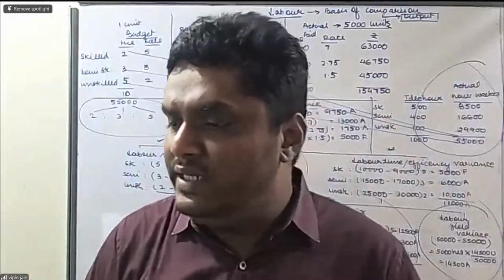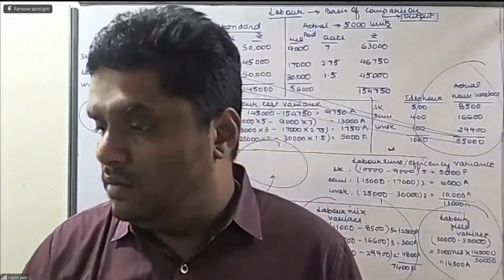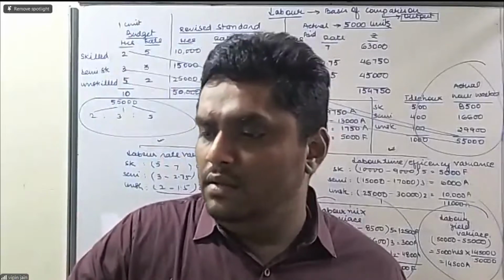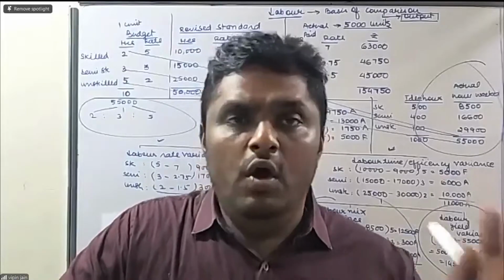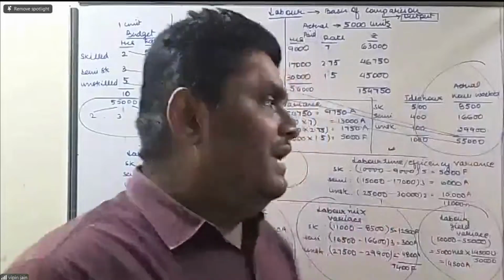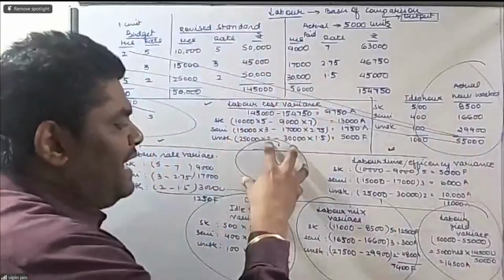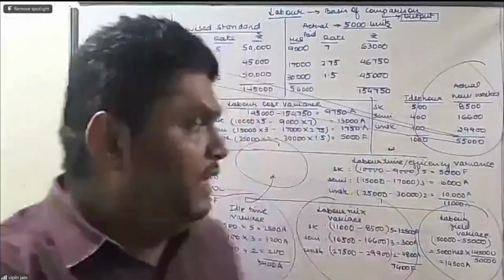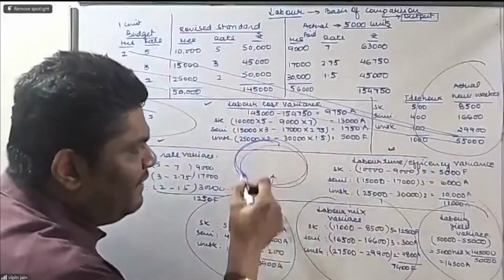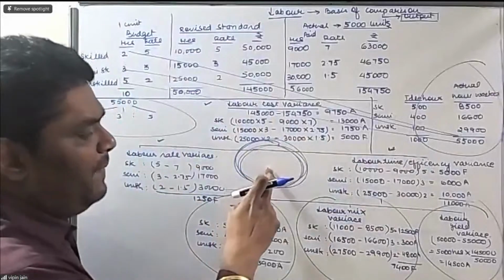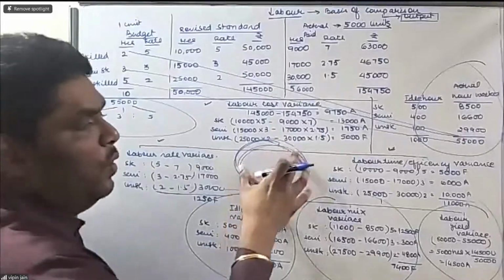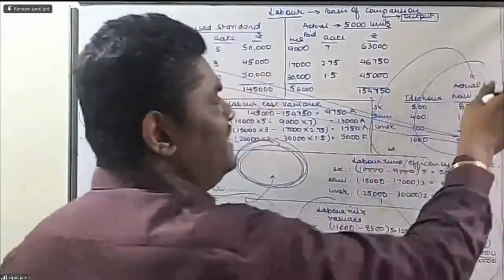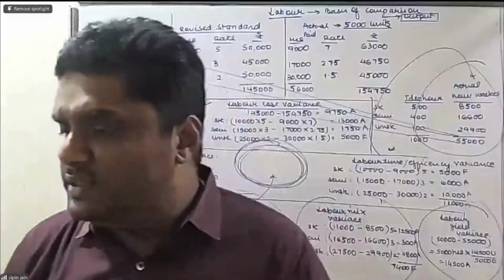Anyone with any doubts or queries? Both the methods are logical and correct. Okay, so a task for you guys. If we are placing labor idle time variance here, what will be the efficiency variance? Again, efficiency variance you have to calculate using actual hours worked. Waiting for your answers.